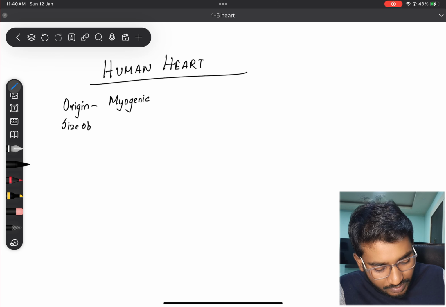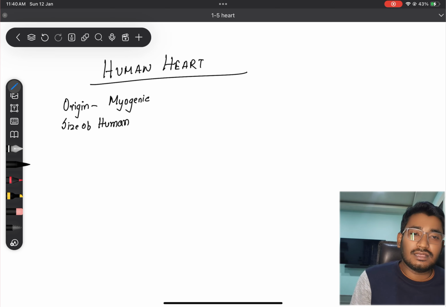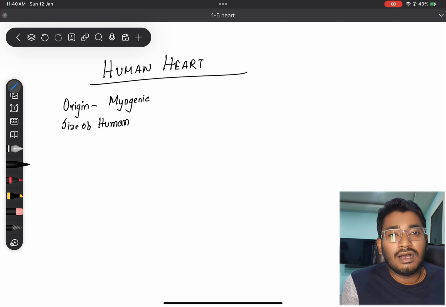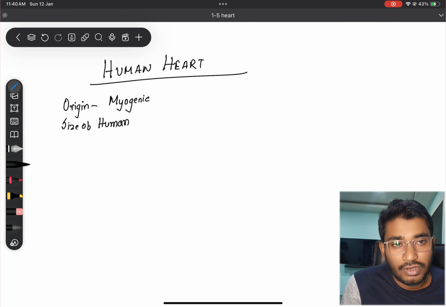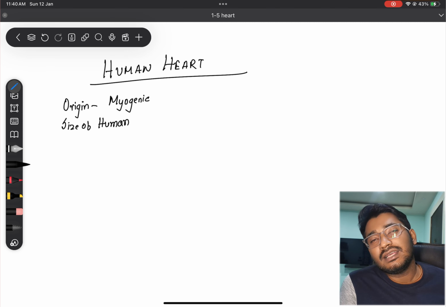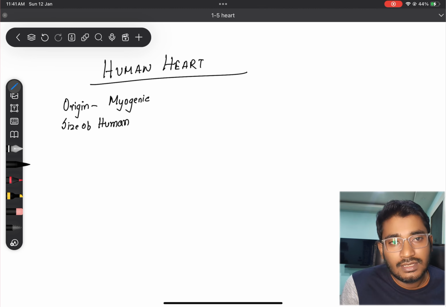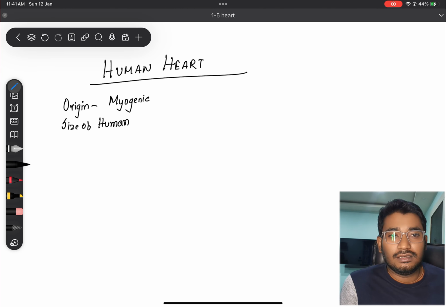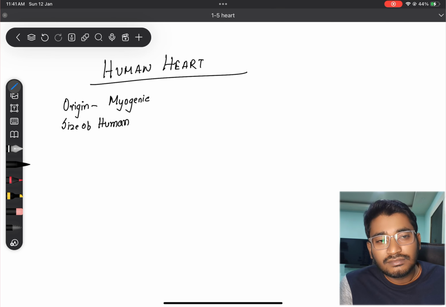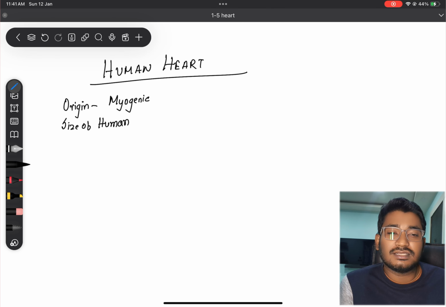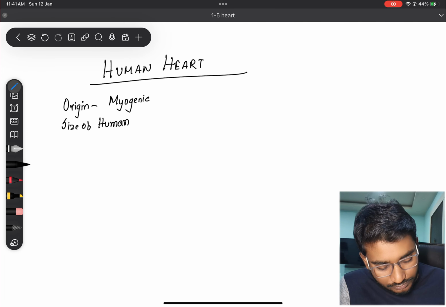Size of the human heart. What is the size of the human heart? Do you know which animal on the earth has the largest heart? It's the blue whale. It is said that the heart of the blue whale is about the size of a Maruti Alto 800, like a car. It has the largest heart among all the animals on this earth.